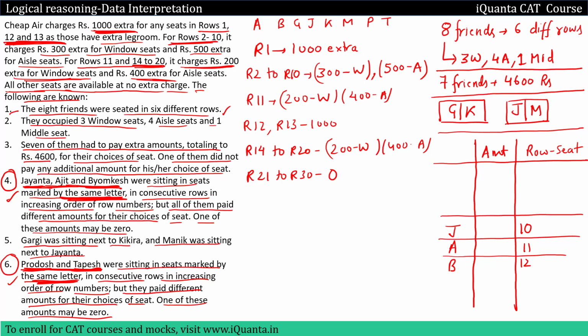Then related to Jayant, we were given that Manik was sitting next to Jayanta. Next to Jayanta, that means in the same row but in different seats.